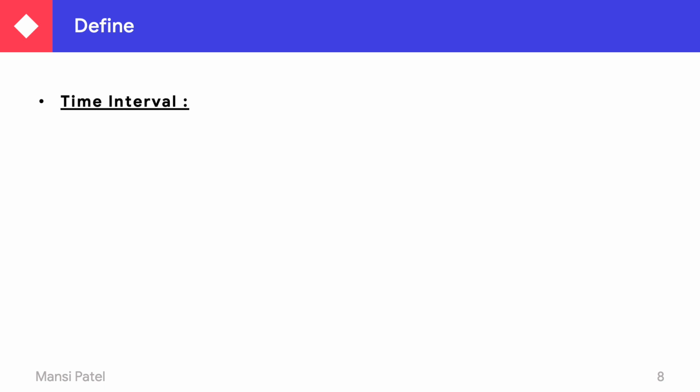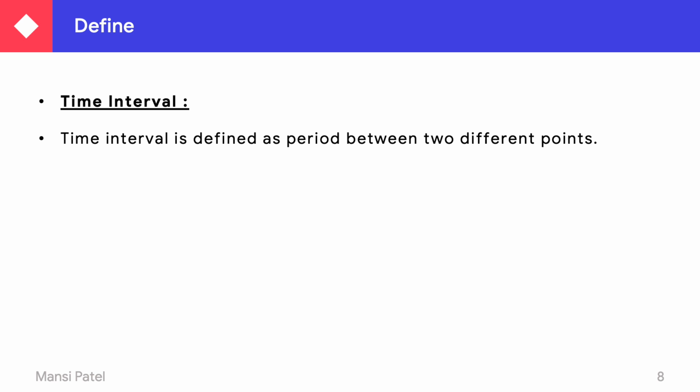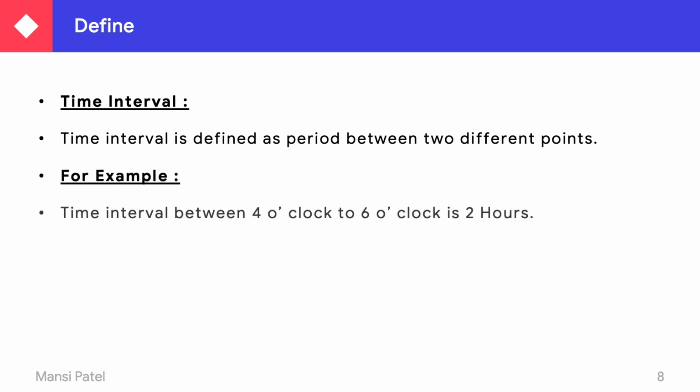Now let us see what is time interval. Time interval is defined as a period between two different points. If we want to find out the difference between two times, then it is known as time interval. For example, the time interval between 4 o'clock and 6 o'clock is 2 hours. So this 2 hours is known as the time interval.